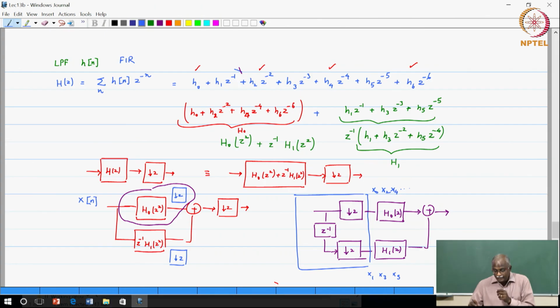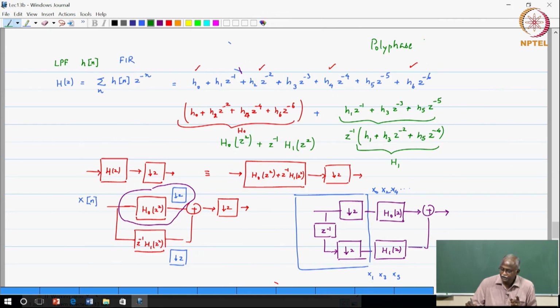Each of these is getting processed by a filter of half the length and then added to produce the output. Nothing is wasted, no computation is wasted, because you made it as efficient as you can. In the original case what were you doing? You took x of n, you filtered it with H, then you threw away half the samples and then finally obtained the output. Now, this you can see is the power of multirate signal processing. Whether it is upsampling or downsampling with the appropriate filtering, this is what we refer to as polyphase decomposition.